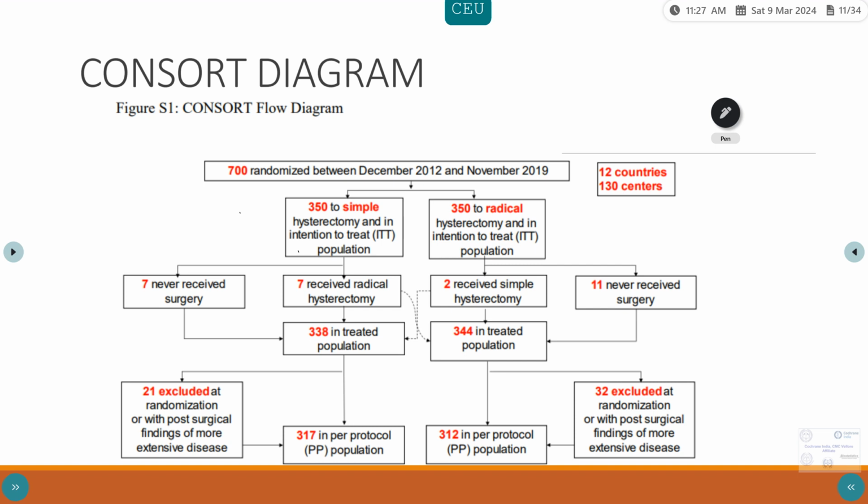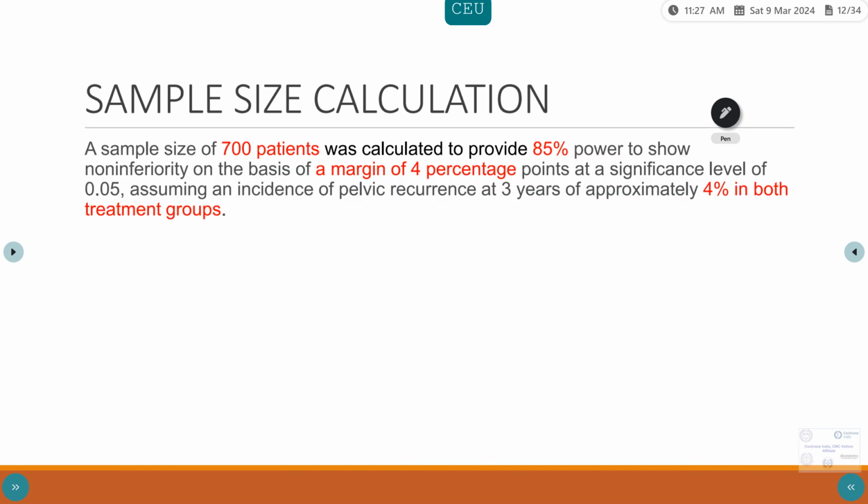Sample size calculation. So they calculated a sample size of 700 patients to provide 85% power to the study with a predetermined non-inferiority margin of 4%. So they have taken an alpha error of 5% and assuming, based on the previous study, that 4% is the recurrence rate in both the arms.